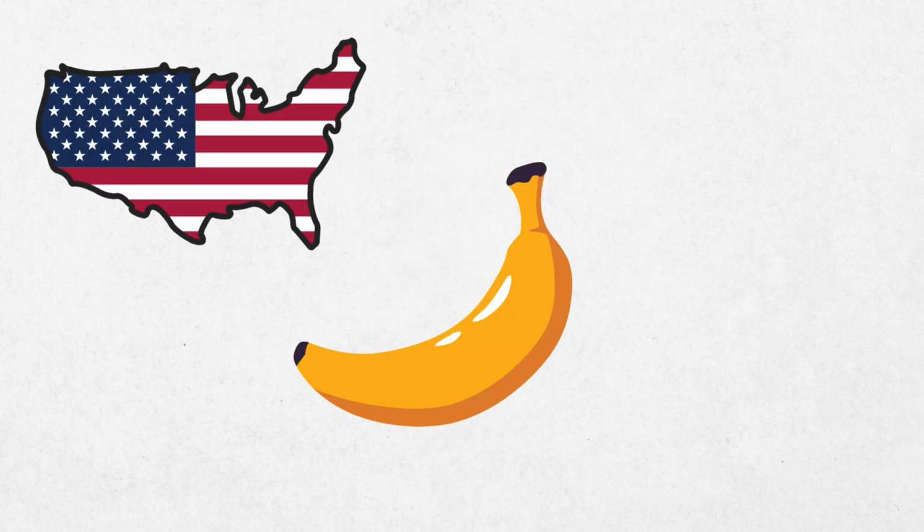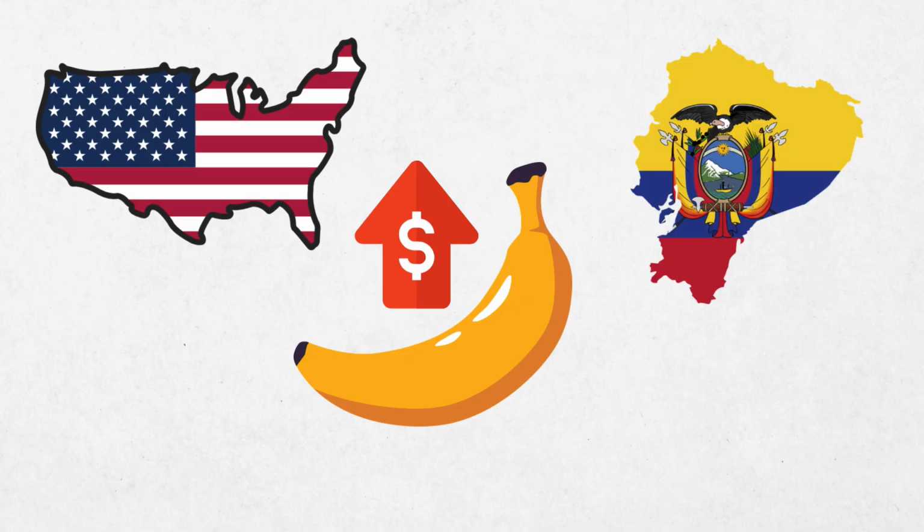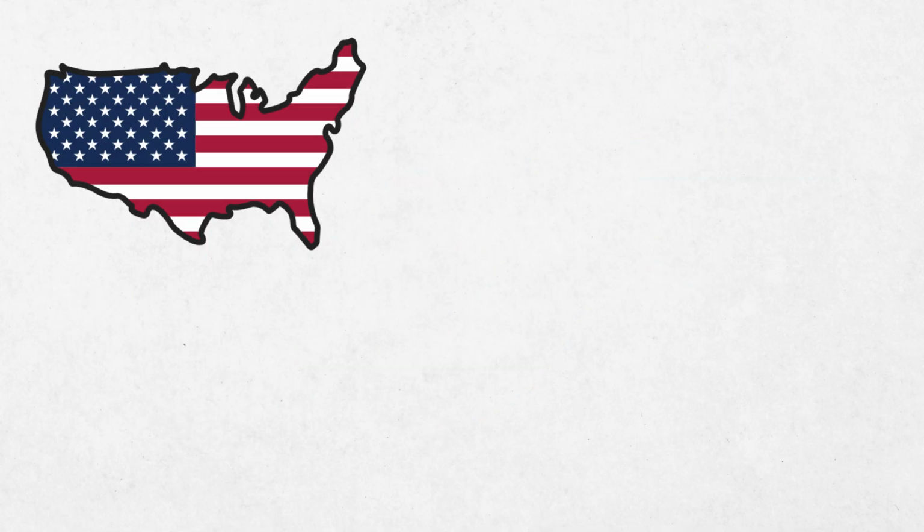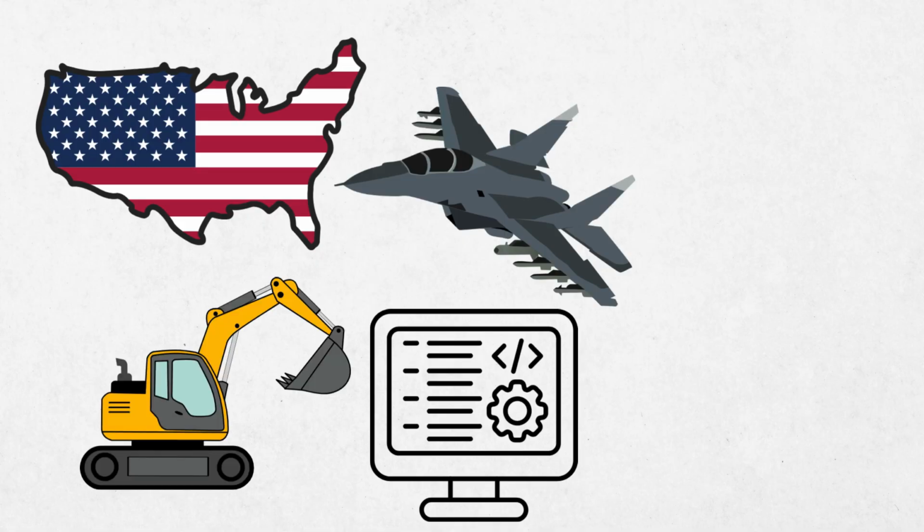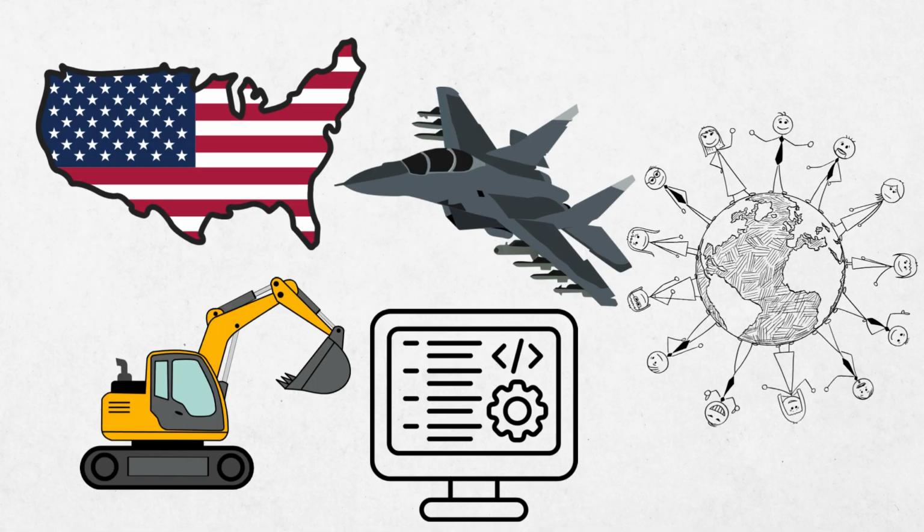The United States could technically grow bananas, but it would be far more expensive than growing them in tropical countries like Ecuador or Costa Rica. So the US focuses more on things like aircraft, software, and advanced machinery, while other countries produce goods that are easier or cheaper for them to make.